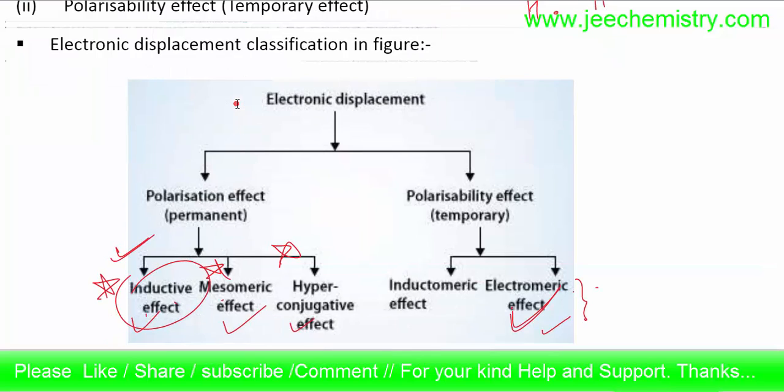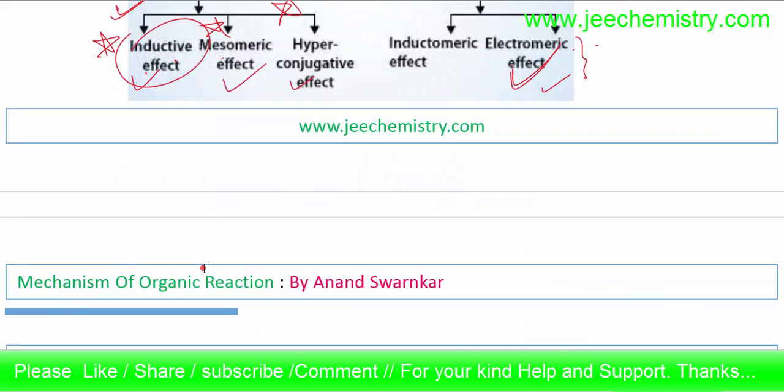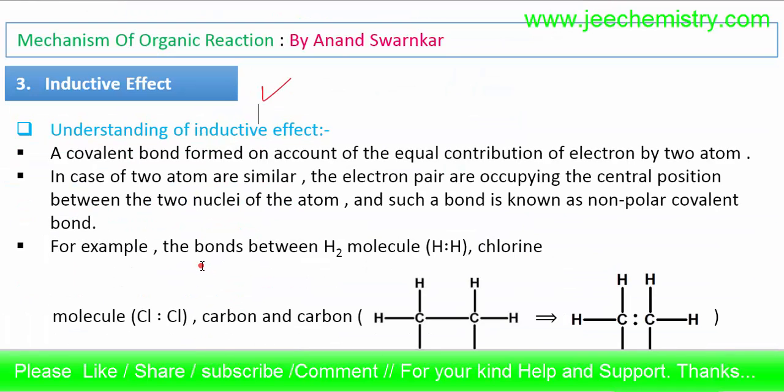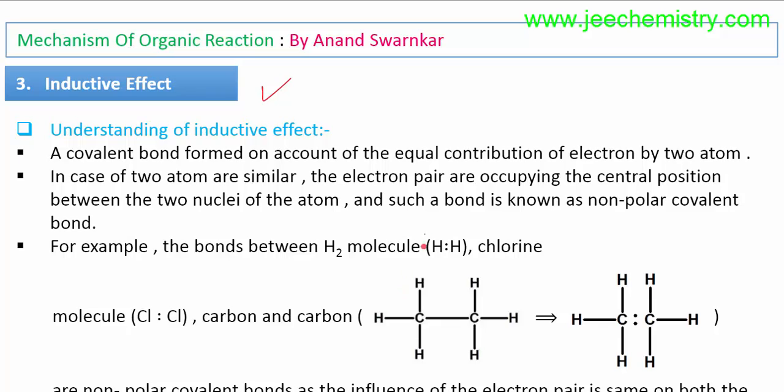Electronic effect. Electronic displacement is classified into the polarization effect and the polarizability effect, and this polarization effect, the first category, is called inductive effect, then mesomeric effect and hyperconjugation. We are reading the inductive effect. To understand the inductive effect in detail, first of all I want to make some basic concepts clear before we proceed.